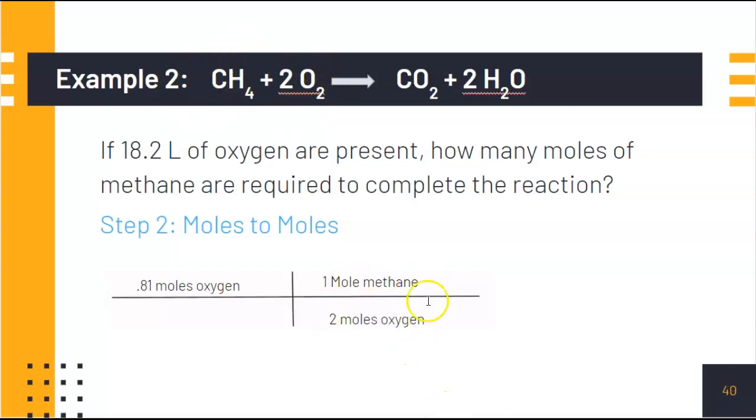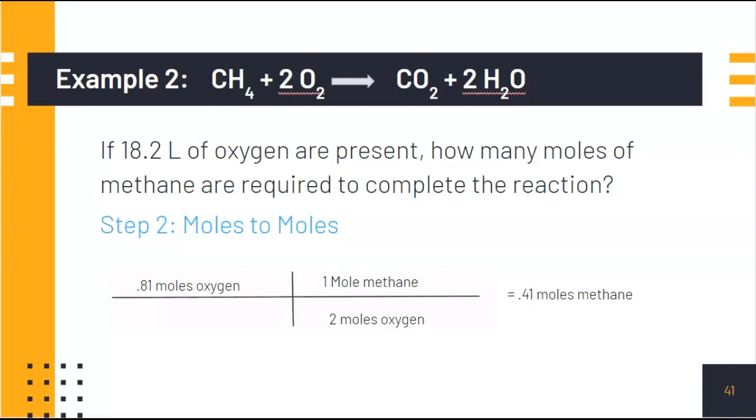So that's 2 oxygen for 1 methane. So my math here would be 0.81 times 1 divided by 2, which is 0.41 moles of methane. Okay, so I'm going to need half as much methane as I do oxygen. Again, some of you might have been able to logic your way through that, but for a lot of these, the numbers won't be so pretty, and it might be something that you couldn't do in your head.